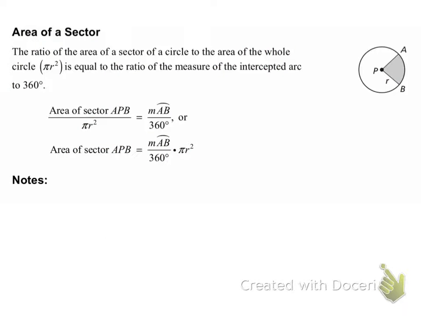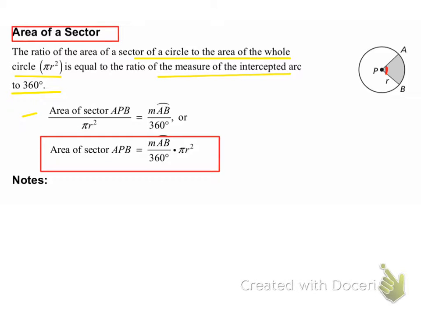So it's the same way we had the arc length. The ratio of the area of a sector of a circle to the area of the whole circle, pi r squared, is equal to the ratio of the measure of the intercepted arc to 360. Basically, it is this thing given here: area of sector over pi r squared equals the measure of arc AB over 360.